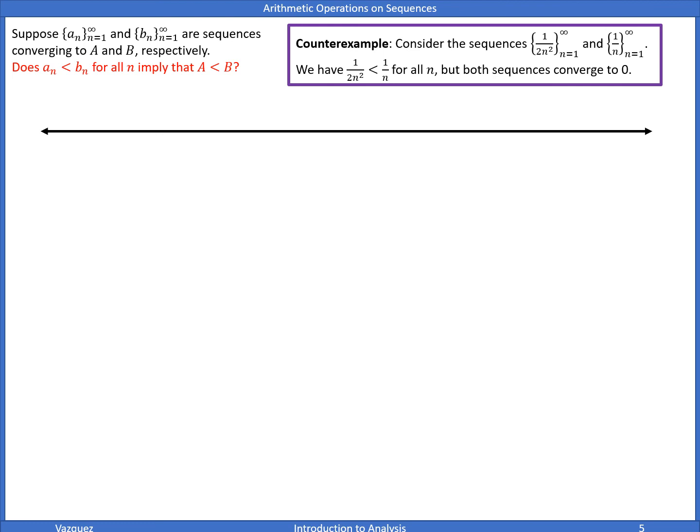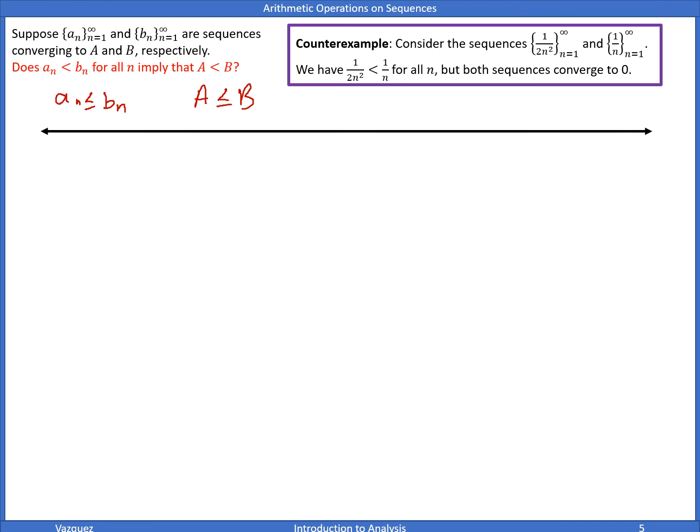But we can present something. We're going to present such a thing, such that if an is less than or equal to bn for all terms, well then a is less than or equal to b. So it's not a strong inequality, but it's still less than or equal to.